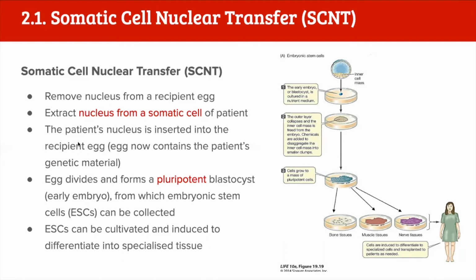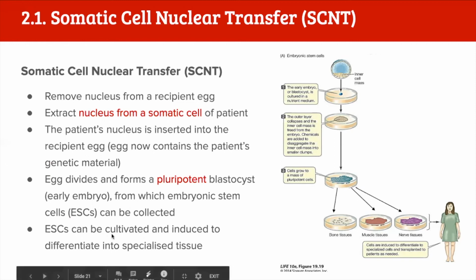Okay, so the patient's nucleus is inserted into the recipient egg. So now the egg contains the patient's genetic material, okay? The egg then divides and it forms a pluripotent blastocyst, which is an early embryo. And then from there, you can collect embryonic stem cells from that blastocyst. So see here in this diagram on the right, this is your blastocyst. You've got the inner cell mass, which has all the embryonic stem cells that you can now collect.